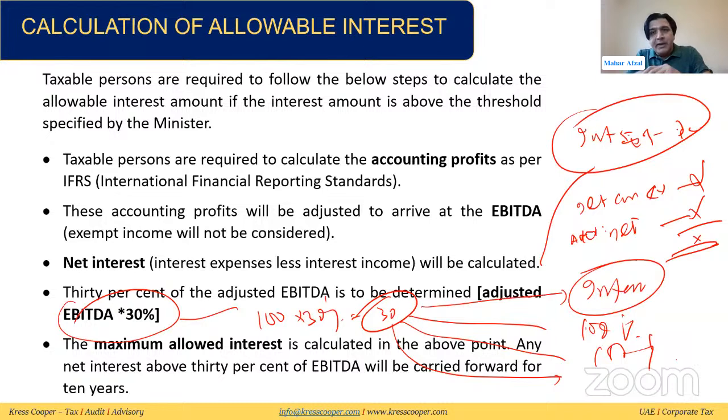So again, I'm repeating, I need to calculate EBITDA. Then I need to multiply the EBITDA by 30%, and assuming this is 30, that is the maximum I can claim in this tax period. Now we need to decide. If my net interest expenditure is below 30, I will claim 100%. If my net interest expenditure is below the threshold specified by the minister, then I will claim 100%. If my net interest is above 30, then I will claim 30 in this tax period, and the remaining will be carried forward for a further period of 10 years.